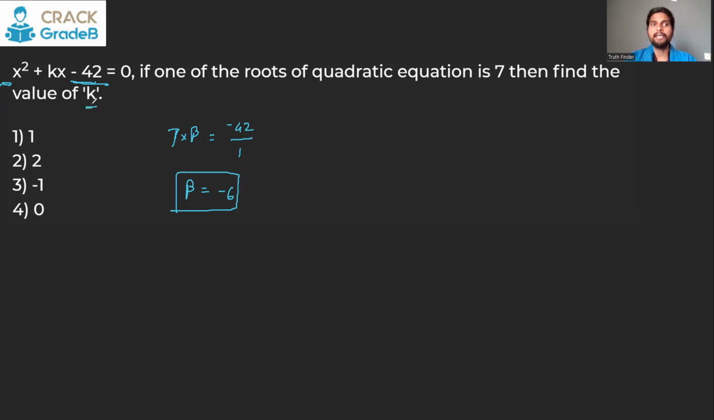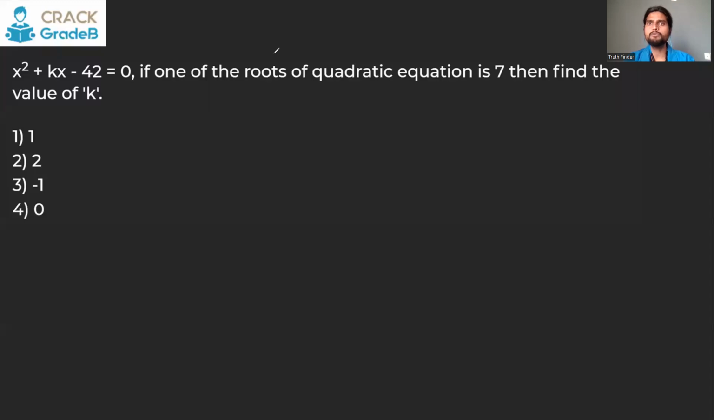They want the value of k. So sum of roots, that means alpha plus beta, that is 7 plus minus 6, sum of roots, which is 1. And that should be equal to minus b upon a. So minus k upon 1 should be equal to 1. That makes k is equal to minus 1. So the value of k is going to be minus 1. Easy? This is an easy question. Let's see one more.